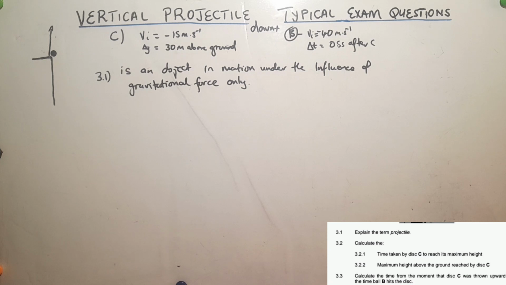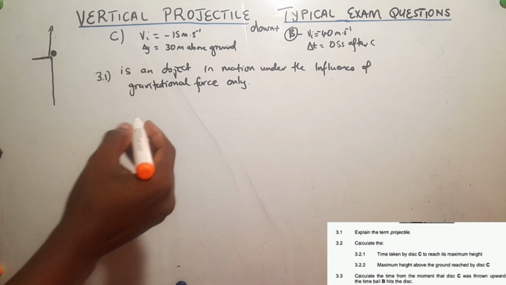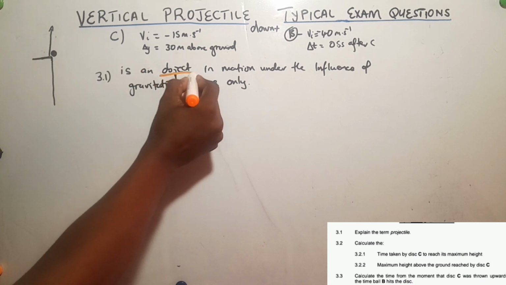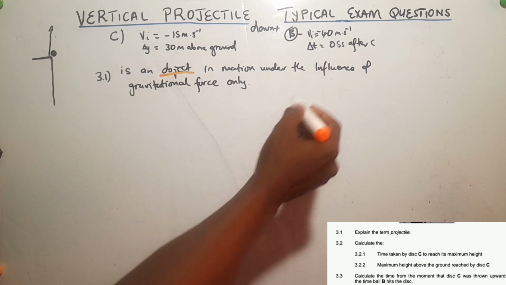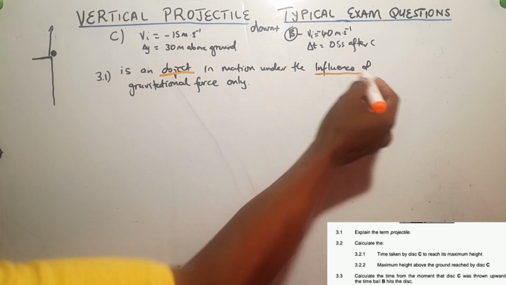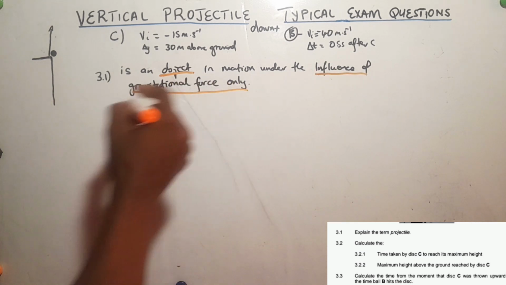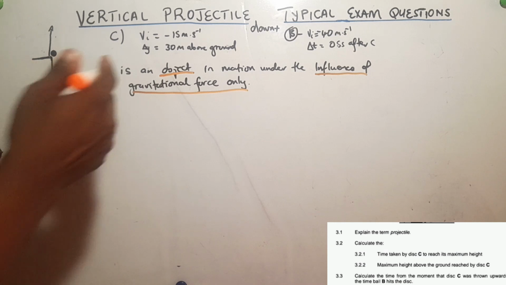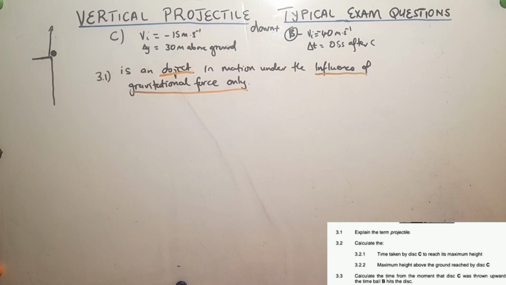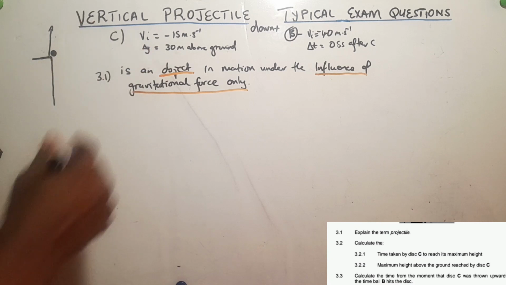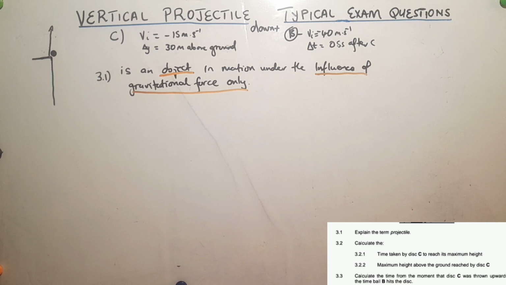The words that you should not leave out when you are writing are the object. You should not leave out the object, and also influence of gravitational force only. These two phrases are the ones that can make you gain your marks. However you put it, it must make sense with these words included, right?